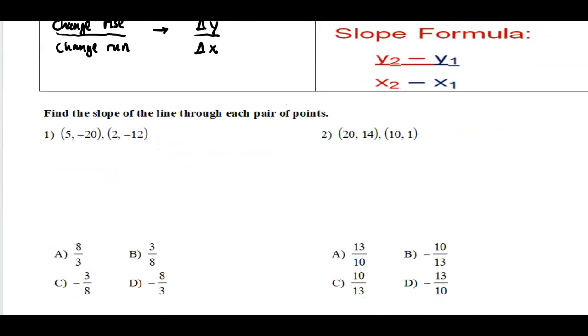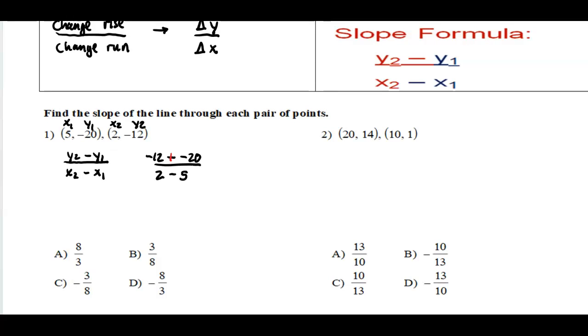So let's recap. First thing you want to do is label your points: x1, y1, x2, y2. Then you want to write your formula so that way you know you plug it in the right spot. So y2 minus y1, x2 minus x1. Please write the formula for every problem. You'll never go wrong if you do it. So y2 is negative 12 minus y1 is negative 20 over x2 is 2 minus x1 is 5. All right, make sure you double check. All right, I've got everything that I need. And now we go to work.